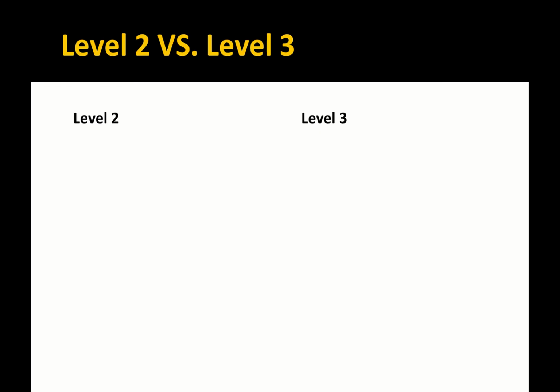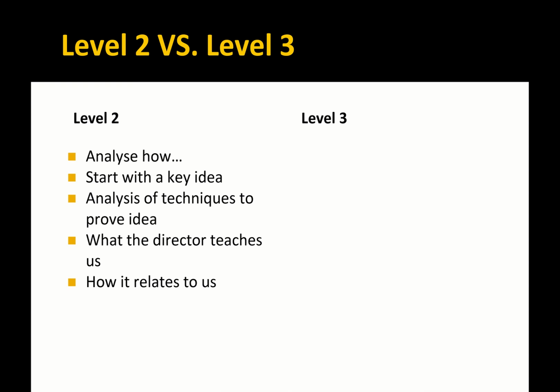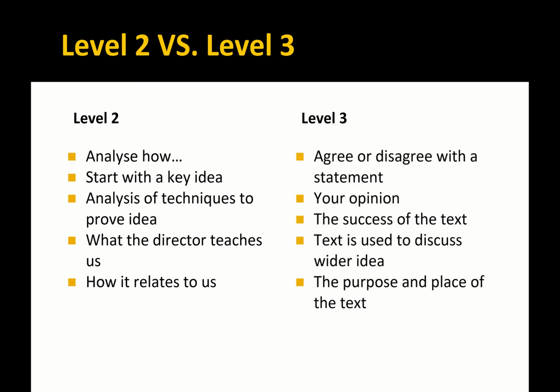And just to make it as clear as I can, when you're writing an essay at level 2, it starts with analyse how. You discuss a key idea, you analyse techniques, you talk about what the director or author teaches us, and how it relates to the real world, to us, to the people around us. Level 3 is about your opinion and the wider success of the text. Okay, so it's the purpose and place of the text in literature and in our world that matters.